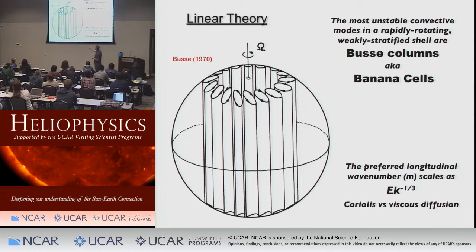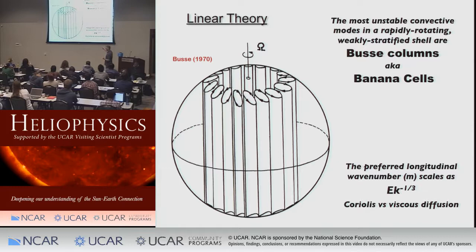The preferred wave number likes to be smaller and smaller, because if you think about a really fat one that goes from the bottom of the convection zone all the way to the top, it's going to have a big z dependence because the top boundary is going to change a lot. So it helps that these things are smaller and smaller, but as you make them smaller and smaller, eventually viscous diffusion will kill you. So the preferred wave number depends on the Ekman number. It's the balance of the Coriolis force and viscous dissipation. So the preferred wave number m scales as Ekman number to the minus 1/3.